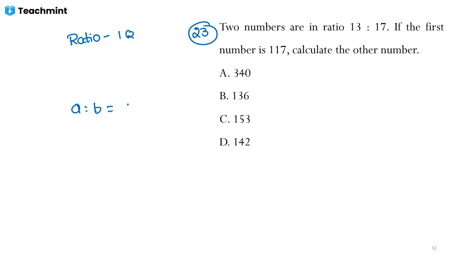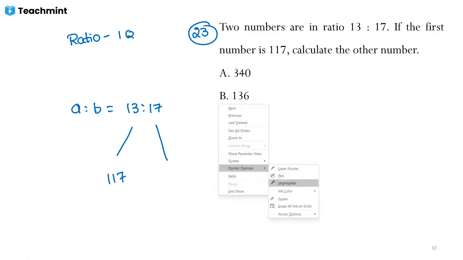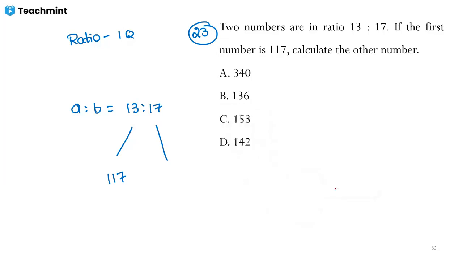Now, two numbers, ratio is 13 and 17. First number is 117, read that carefully. What is the other number? 13 becoming 117 means this is 9 times. Now same way, next number is 17 into 9, we'll get 153. Like this, model basic question from ratio. Very good, option C is correct.